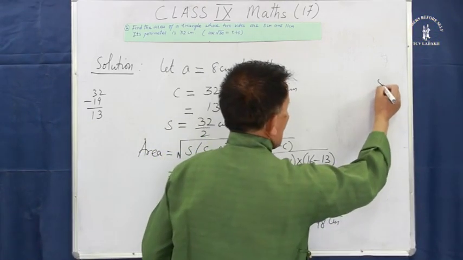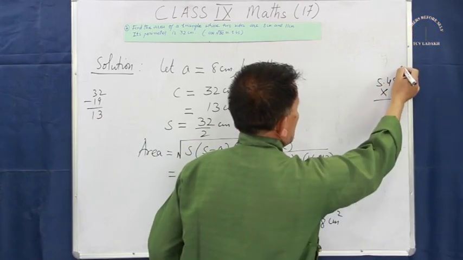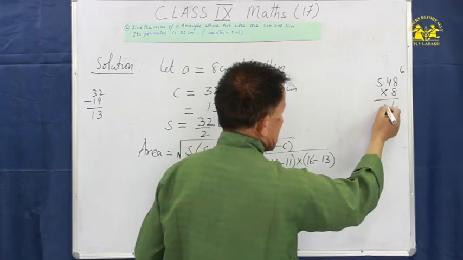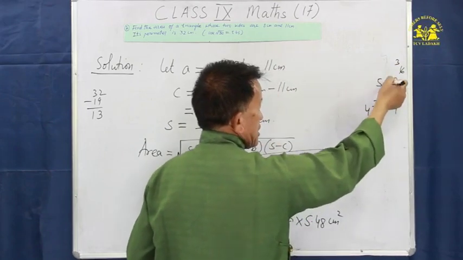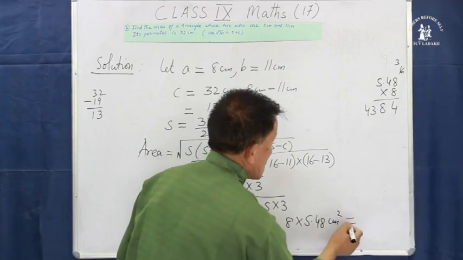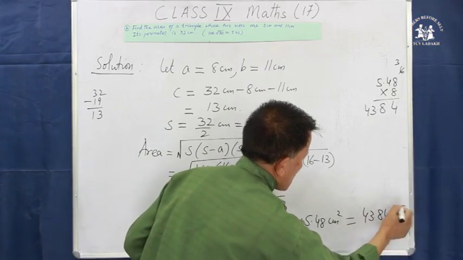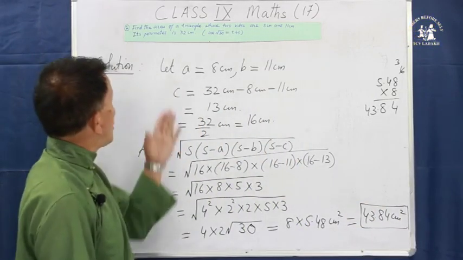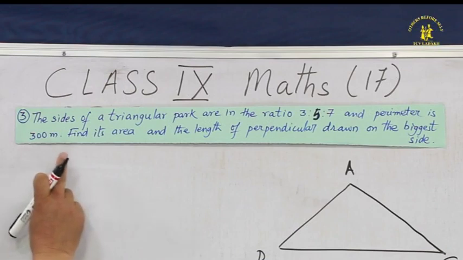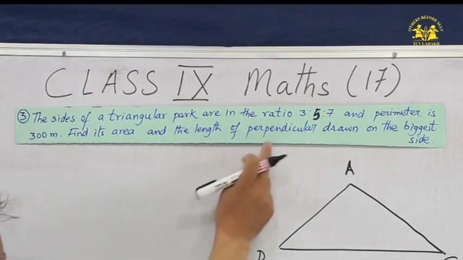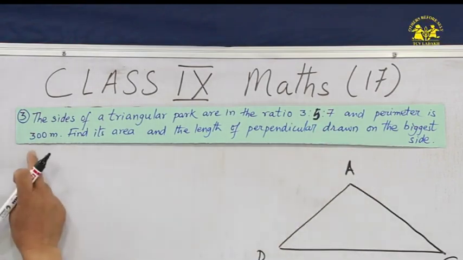So we shall multiply 5.48 by 8. 8 8s are 64. 8 4s are 32 plus 6 is 38. 8 5s are 40, 43. Two digits after the decimal point. So this is equal to 43.84 square centimeter. That is the area of this given triangle. Okay, the third question. The sides of a triangular park are in the ratio 3:5:7 and perimeter is 300 meter.